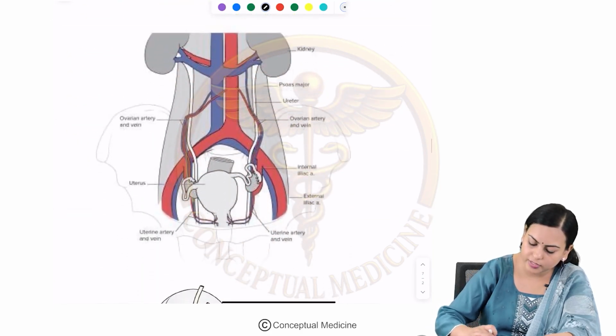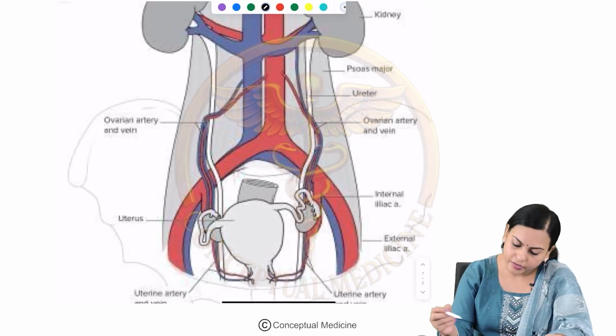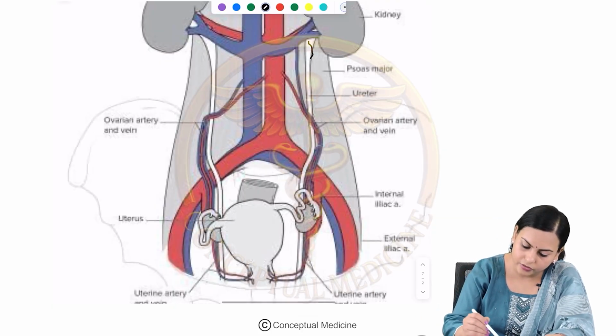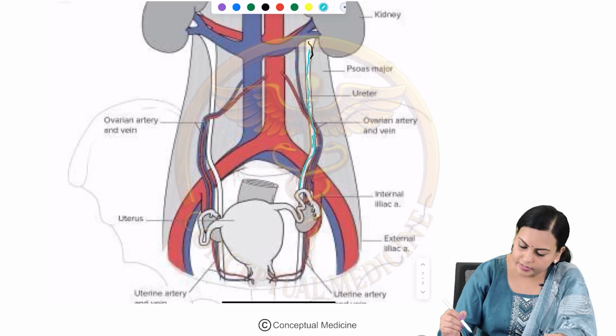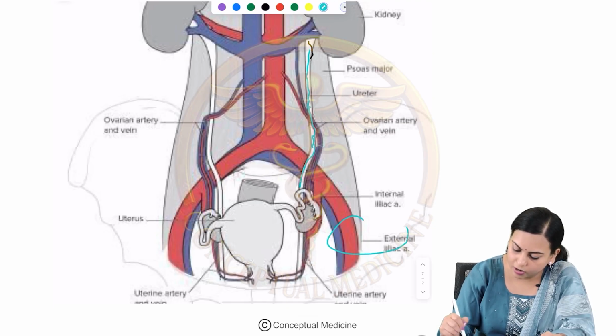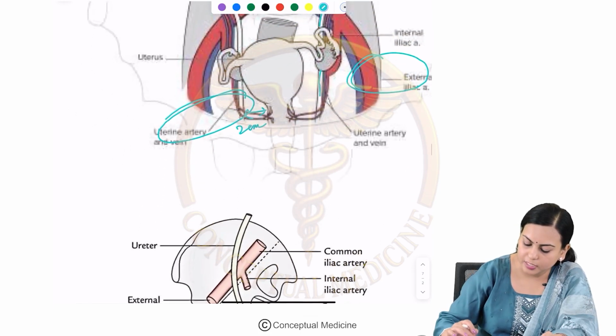Now we'll see the course in a diagram. So this is the ureter basically. The ureter is coming down. First it is coming straight, trying to enter into the pelvis, where it is crossed by the external iliac artery and the vein. Then it goes down and lies lateral to the cervix where it is crossed by the uterine artery and the vein. This gap is around 2 centimeters.